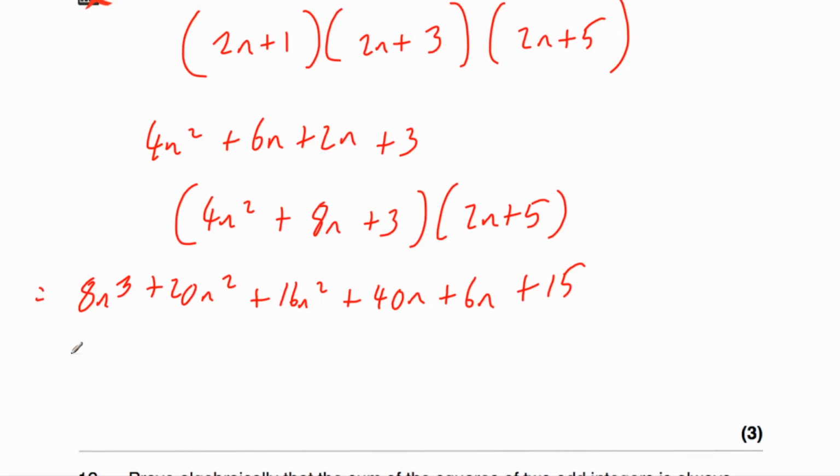Now let's simplify this. So that would be, well, let's look at our cube terms. We've got 8n cubed. Now our squared terms, we've got 20n squared plus 16n squared. That's going to be plus 36n squared. We've got 40n plus 6n. That's going to be plus 46n. And then we've got our plus 15.